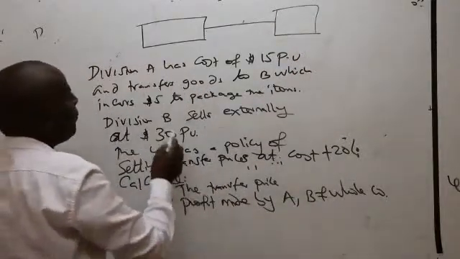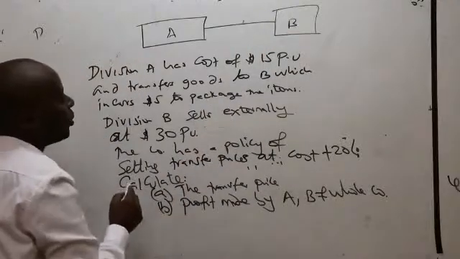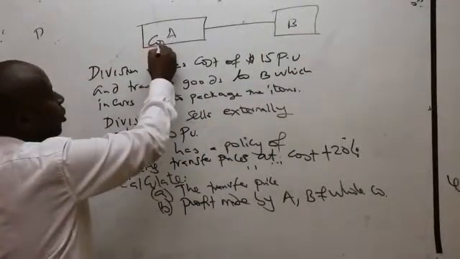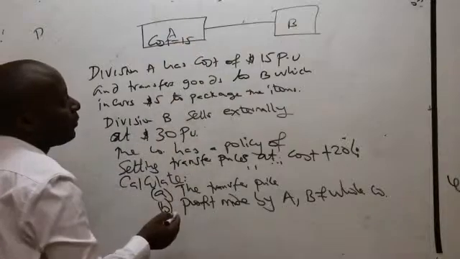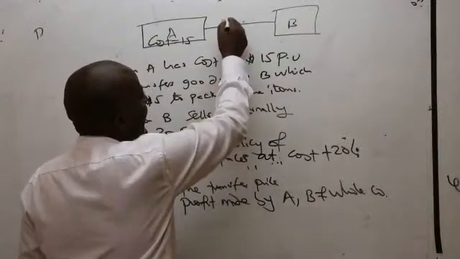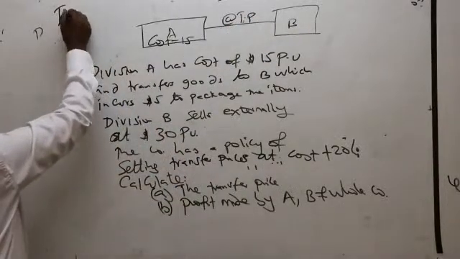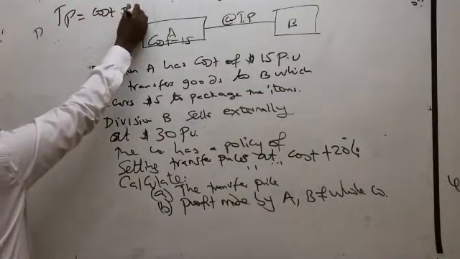So we have a division A, and then we have division B here. We are told division A has a cost. The total cost here is 15. And then for B, they will receive these goods at some transfer price, and the transfer price, we are told, is cost plus.